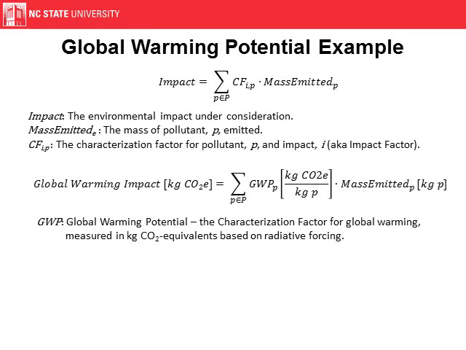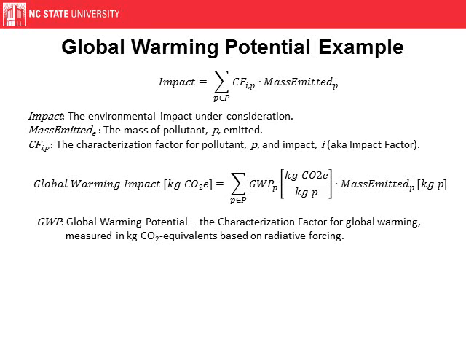For global warming potential, you may have heard the term. The global warming potential is the characterization factor for global warming, and it's measured in kilograms CO2 equivalents, usually based on 100-year radiative forcing. For methane, it's 25. Methane traps 25 times more heat than carbon dioxide over 100 years.